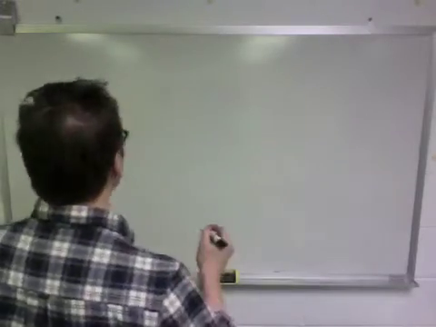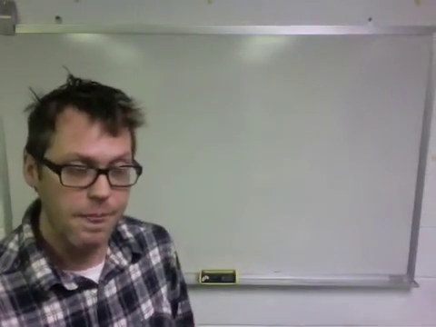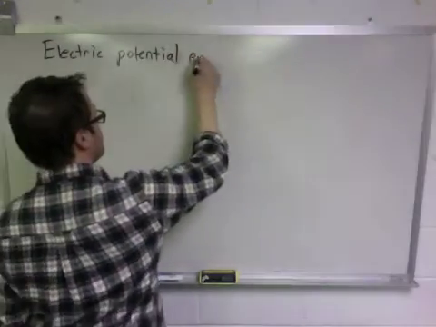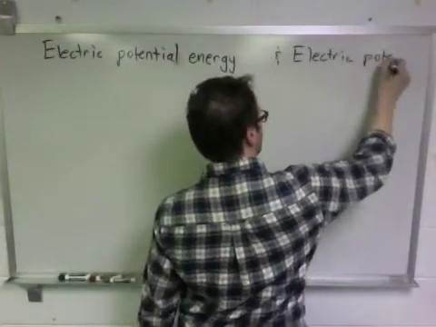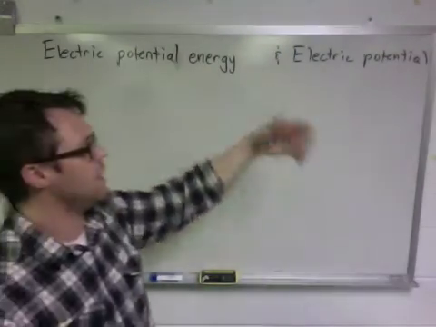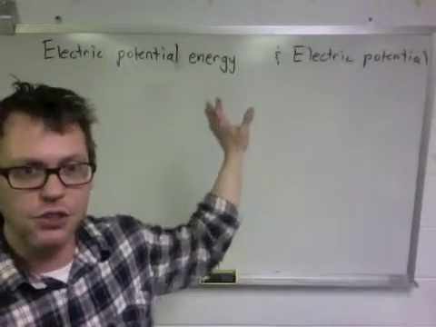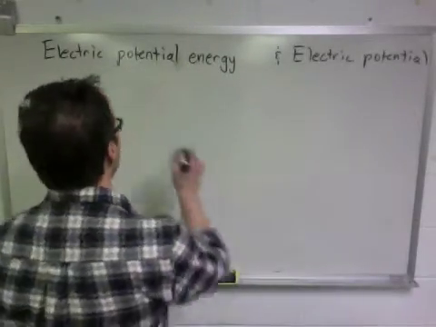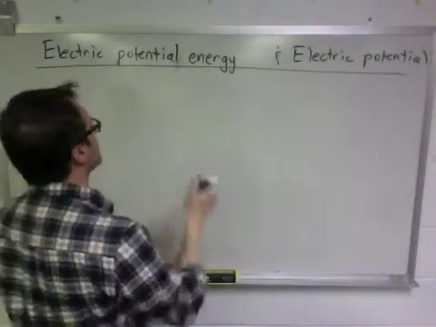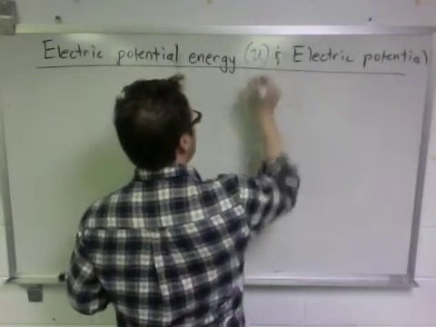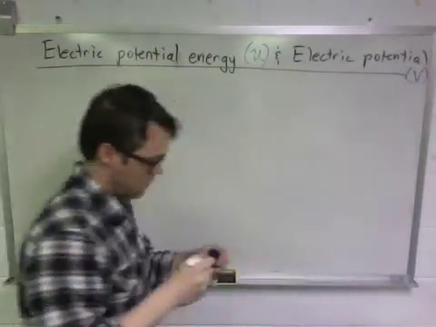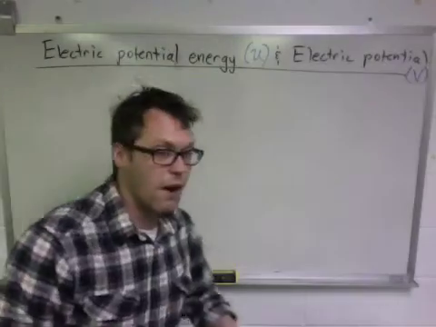So we're going to talk about electric potential energy and electric potential. Now, it may seem like I've just said the same thing twice, electric potential energy and electric potential, but it turns out these are two actually very different things. And I'll come back to that. In fact, the symbol we use for electric potential energy is capital U. The symbol we use for electric potential is capital V. So we're going to figure out what I mean by that today.